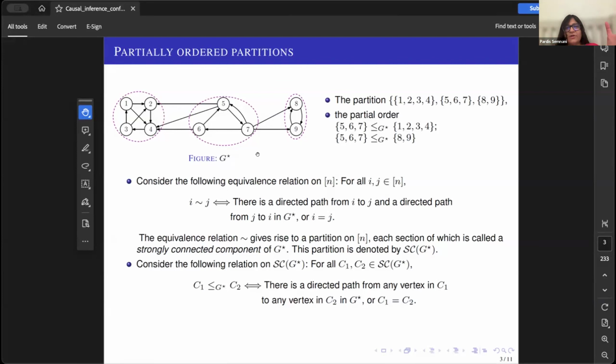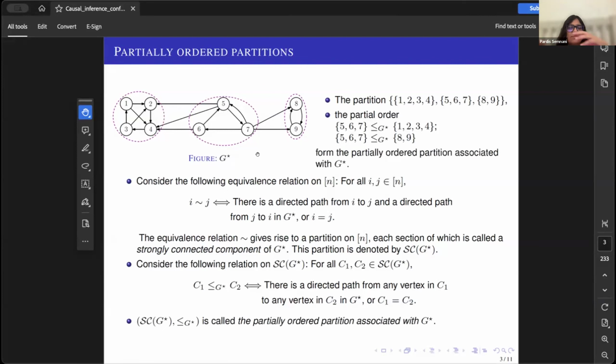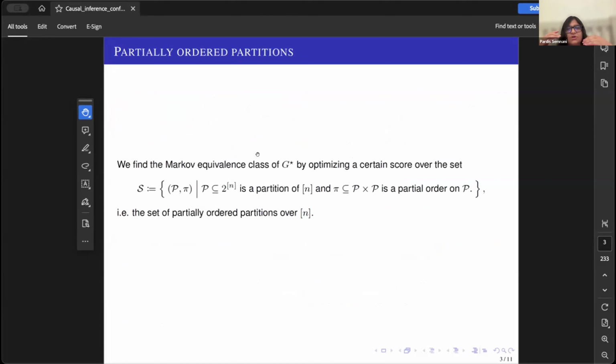So we saw here that corresponding to any directed graph G star, there comes a partially ordered partition associated with G star. And this simple observation motivated us to consider our objects of interest to be the set of all partially ordered partitions on the vertex set 1 up through n. So that's what we do. We consider this set S, which consists of all pairs (P, pi), where P is a partition of the vertex set, and pi is a partial order on the partition P. And so that's how we define our objects.